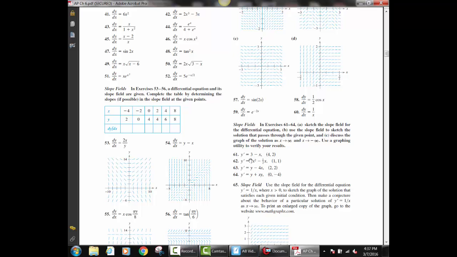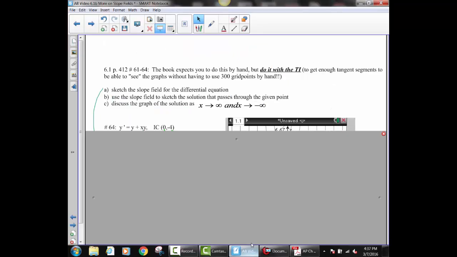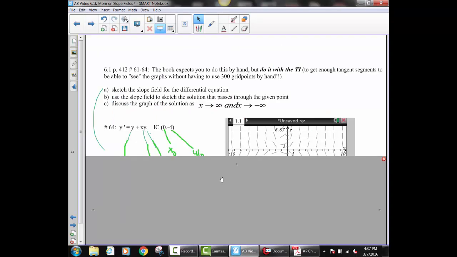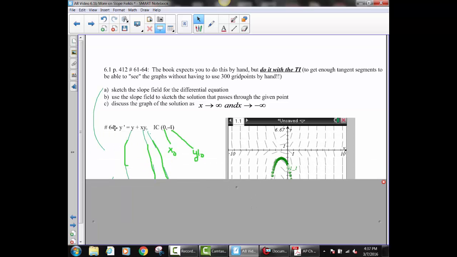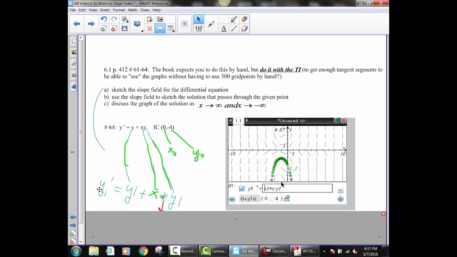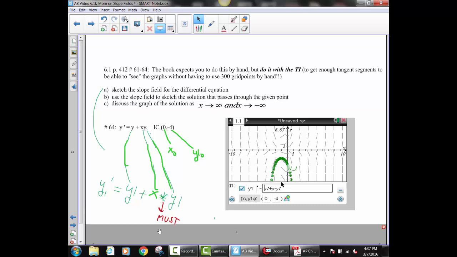If you're going to try some of these, try the ones where the numbers aren't too big, like that's (4, -4), try and stick around the origin. And you should be able to get some kind of a slope field, but if you want to check and see if you've got the right slope field, you can do it on your calculator, okay? All right, so the equation we were given for number 64 is y prime equals y plus xy. So we're going to have to call that y1 prime equals y1 plus x times, that's crucial, y1, and then the initial condition is (0, -4). There's your slope field, and there's your particular solution.